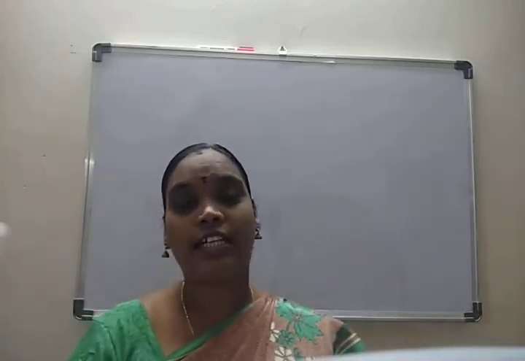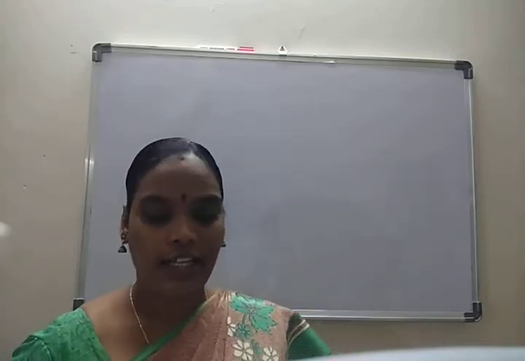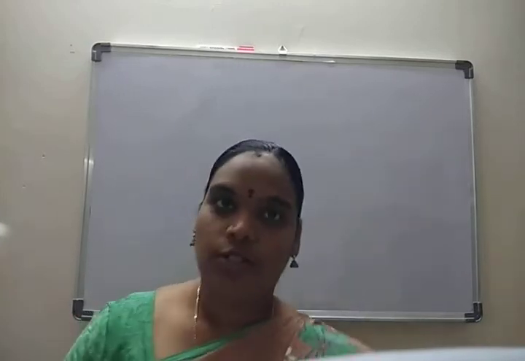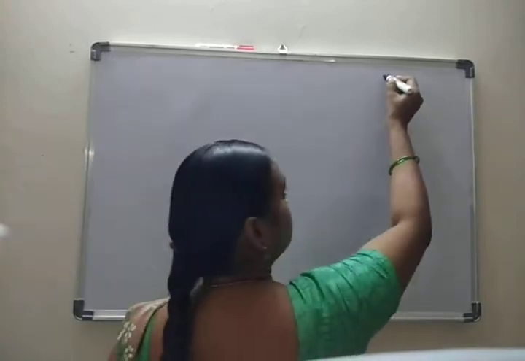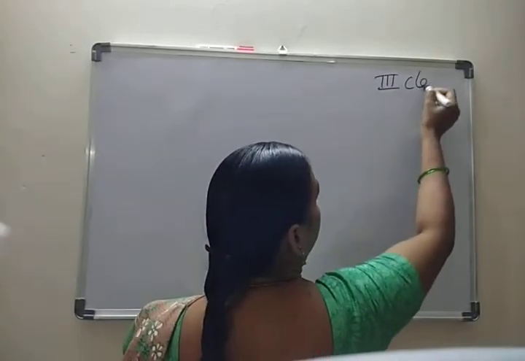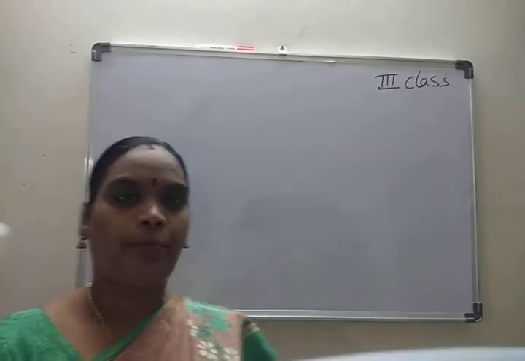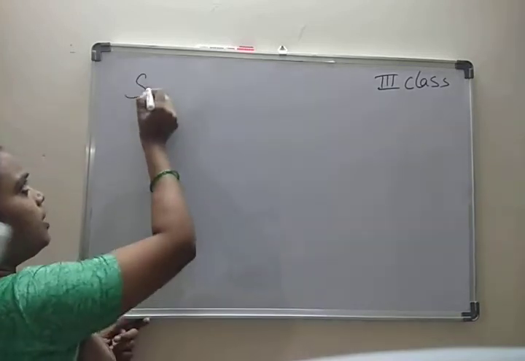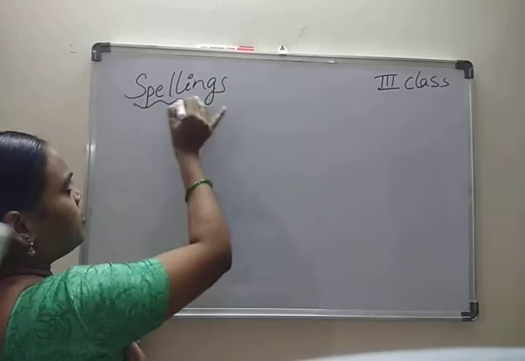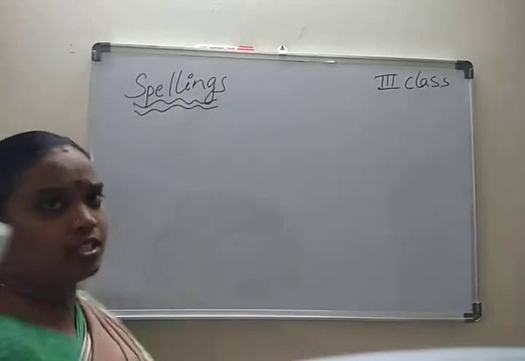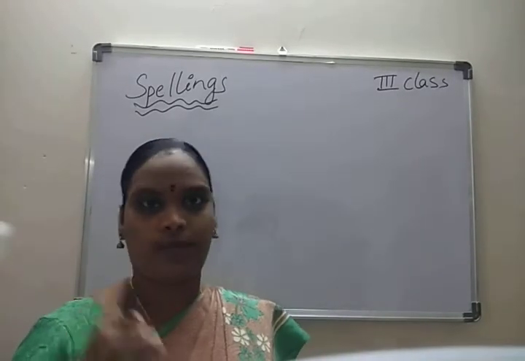What have we learned in the last class? Yes, the grammatical aspect, that is countable and non-countable nouns. Now, what will we learn? We are learning about spellings and the poem Moon. What is meant by spellings, children? These are very important in the English language. Spellings. Yes, you heard a word, but you have to write it in the correct way, with correct spellings.